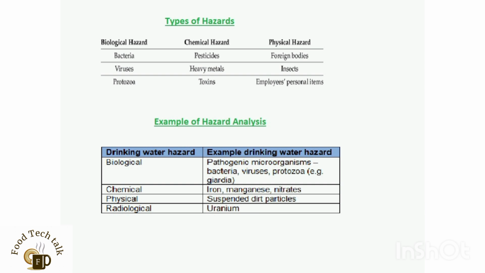This table is an example of hazard analysis in drinking water. The hazards are biological, physical, radiological, and chemical. The biological hazards are pathogenic microorganisms, bacteria, virus, protozoa. Chemical hazards: iron, manganese, nitrates. Physical: suspended dirt particles. Radiological: uranium.